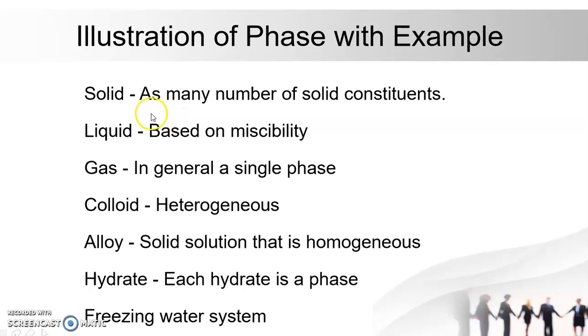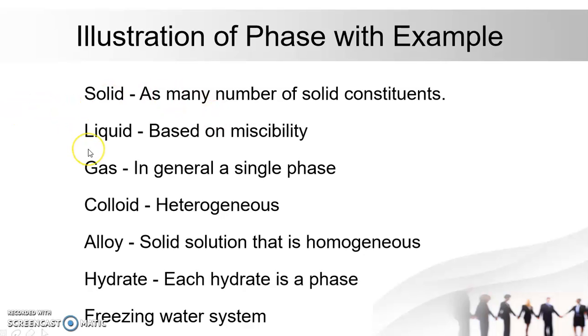Simply we can say a heterogeneous system comprising solid constituents consists of as many phases as the number of solid constituents present in it, except the case of solid solution. Each solid makes up a separate phase. A solid solution, being perfectly homogeneous, is considered as a single phase.